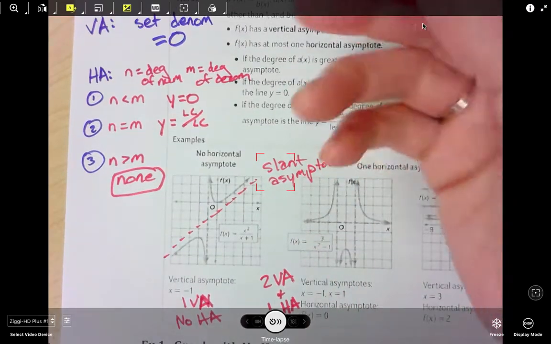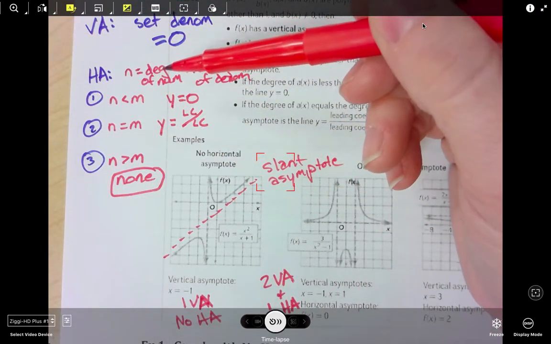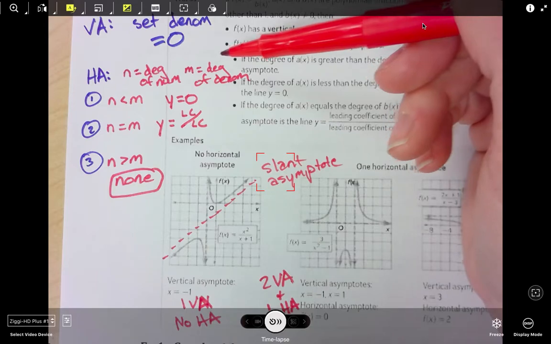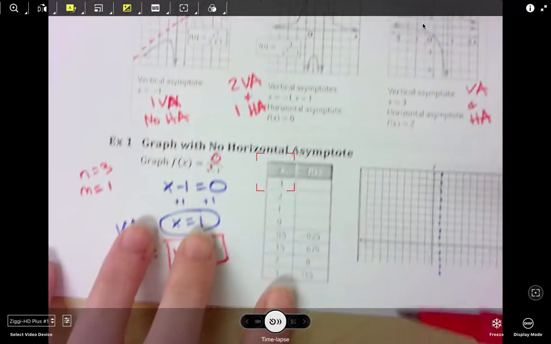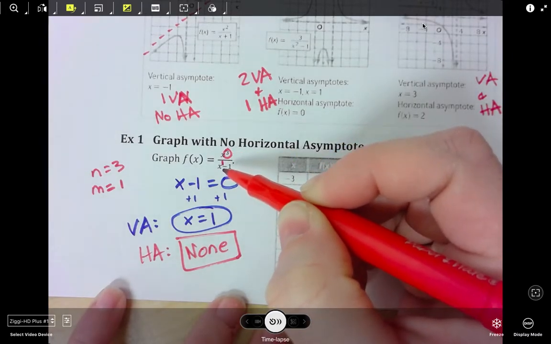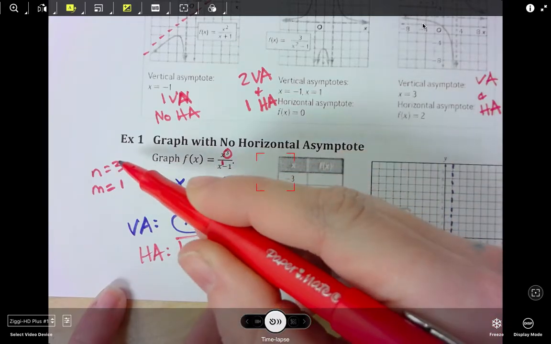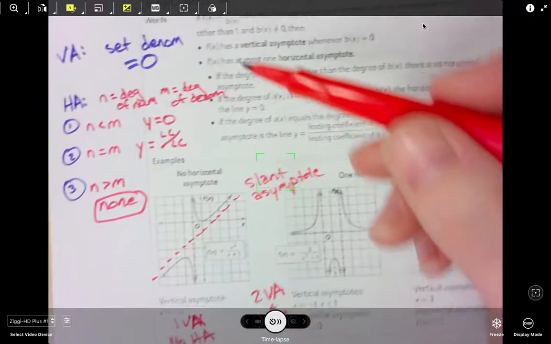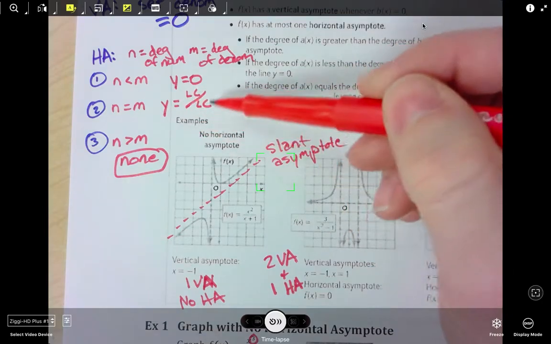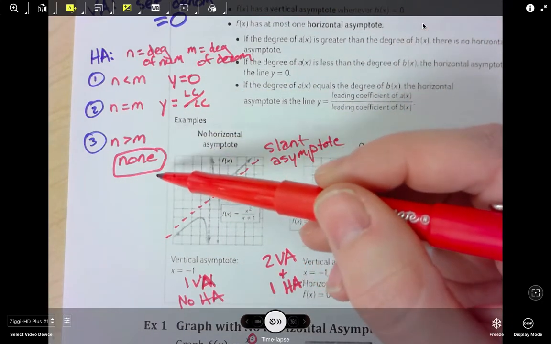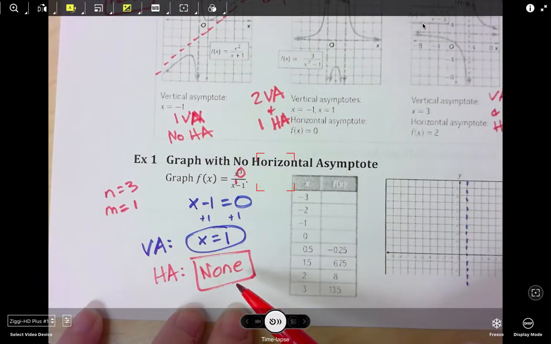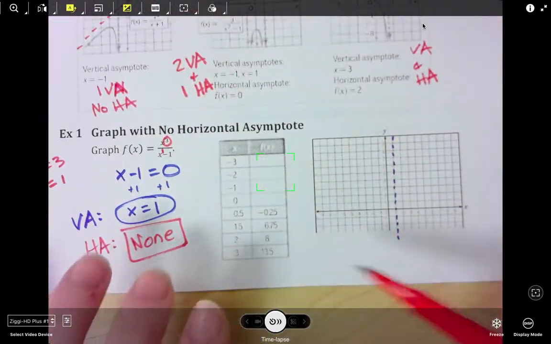And then I said the rules for horizontal asymptote, there were 3 of them, and they have to do with n and m. n is the degree of the numerator, and m is the degree of the denominator. So down here, my numerator is x to the third power, so it has a degree of 3. And my denominator is x to the first power, so it has a degree of 1. So n is 3, m is 1, and then I compare them. So if n is less than m, y equals 0 is my horizontal asymptote. If n equals m, we'll talk about what this means today. And then if n is greater than m, there is no horizontal asymptote. So here I have n greater than m, that goes with rule number 3, so there is no horizontal asymptote here.